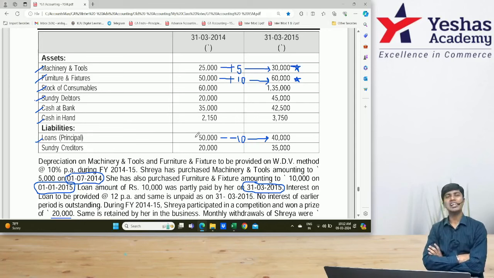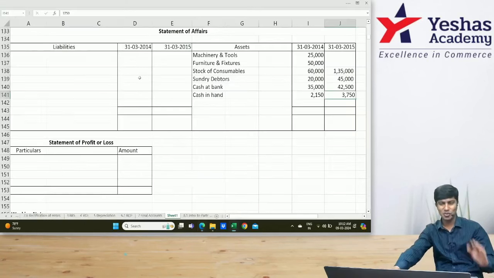Interest will not be deducted from the loan. Interest will not be added to the loan. Interest is a separate item. You got this? Their adjustment was there, you didn't write. Your adjustment is there, you should not write. Come on, let me write here.